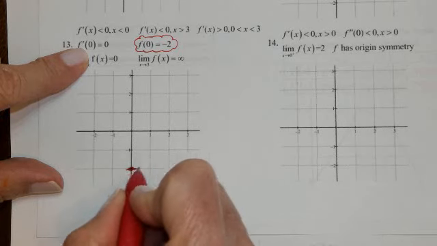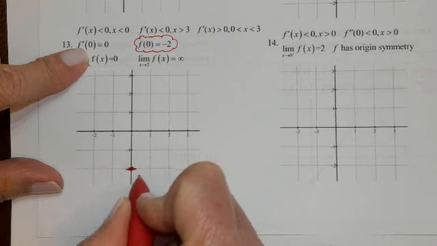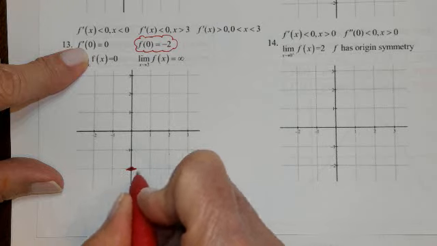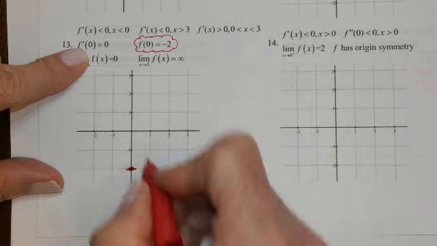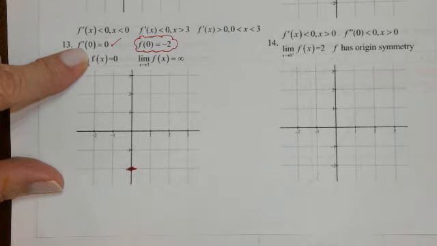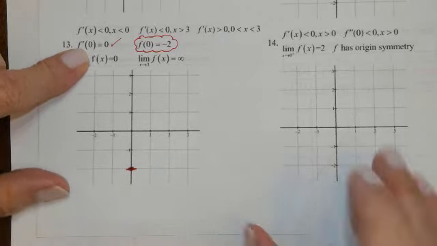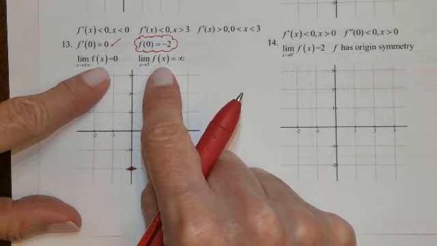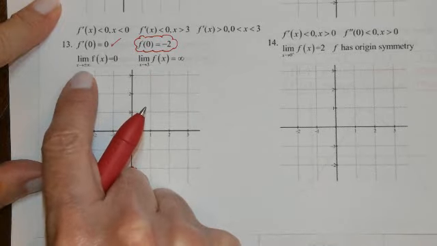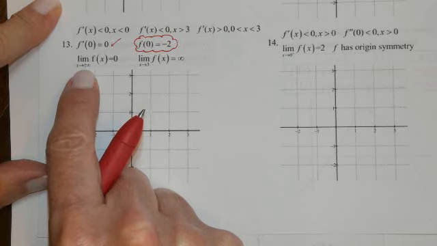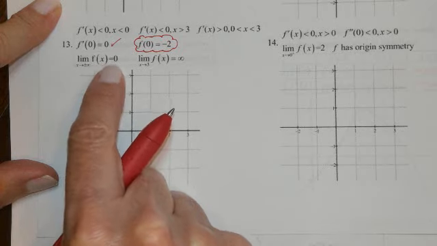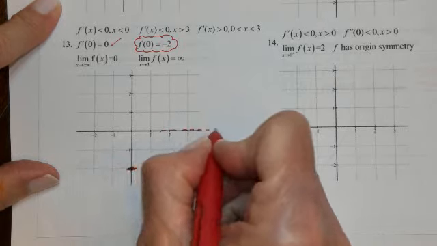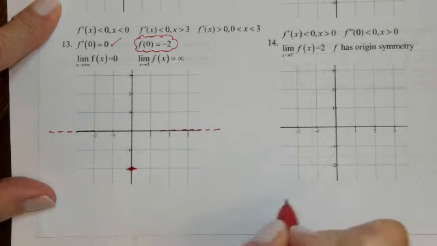So maybe it's a relative min, maybe it's a relative max, or maybe it's a point of inflection. It's one of those things, but it's a flat horizontal tangent line. Okay? All right, I like to go and do my limits next. So as x goes to positive or negative infinity, the function is going to 0. So we have a horizontal asymptote.